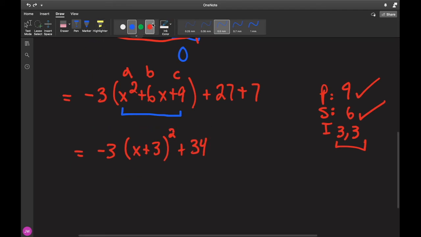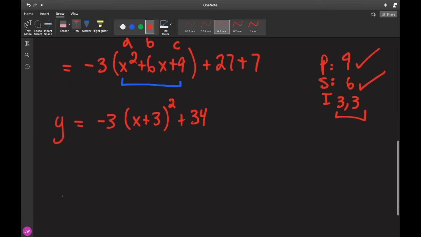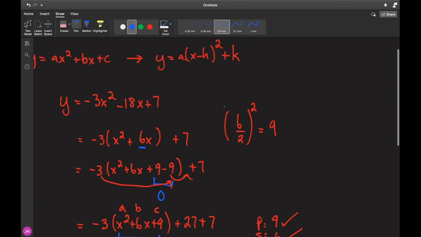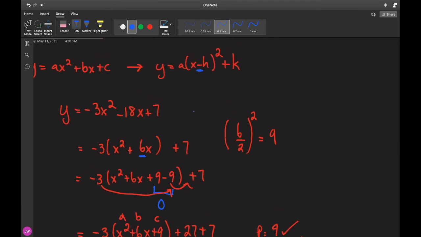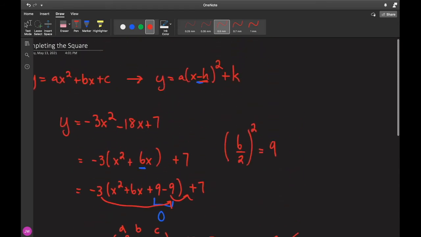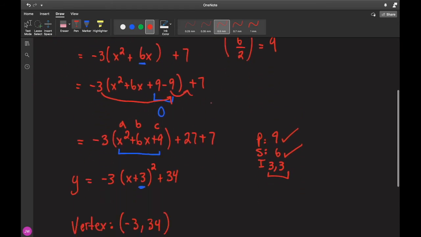So the vertex is going to be at negative 3 and 34. It's negative 3 because it's always opposite to how it appears in the equation, because of the built-in negative in the general form of the equation. So if it's plus 3, it's really negative 3. The x value is always the h value, and the k value is always the y value of the vertex.